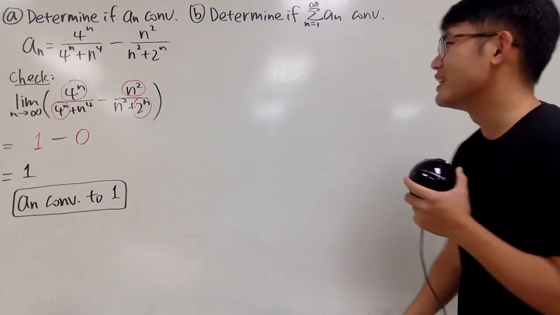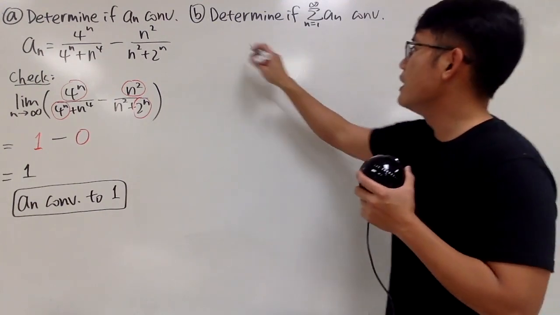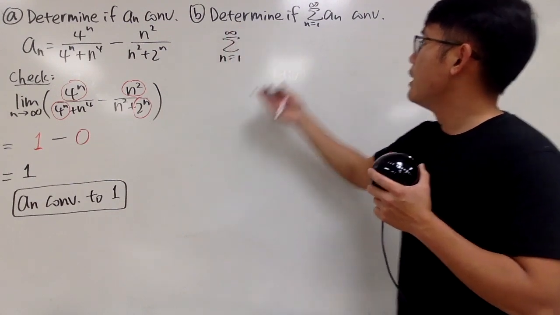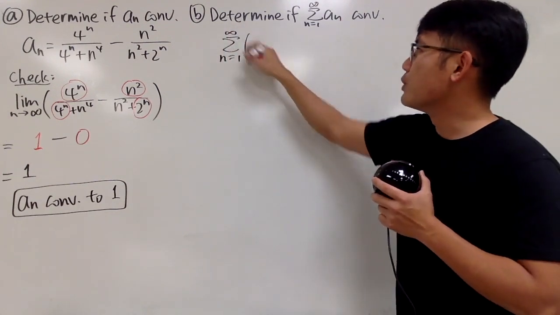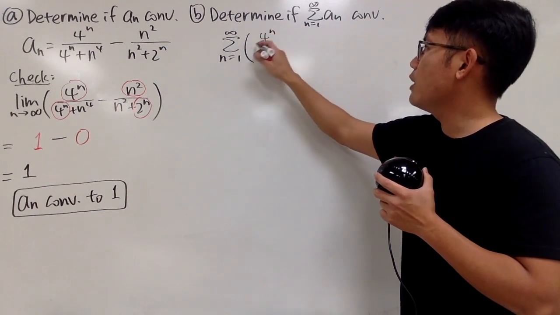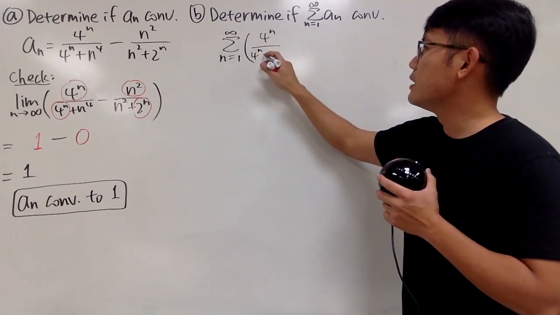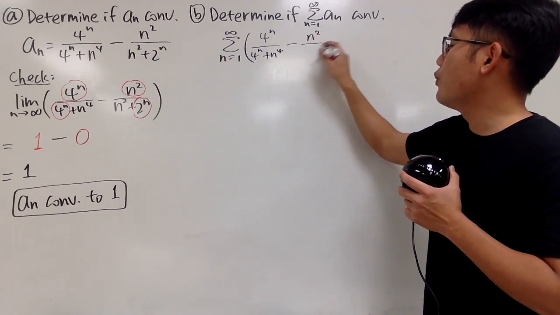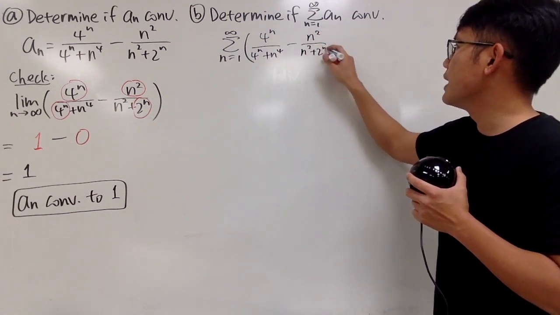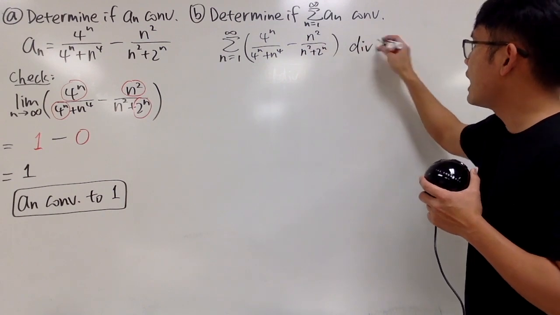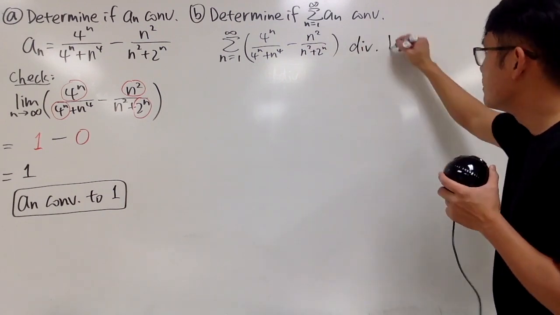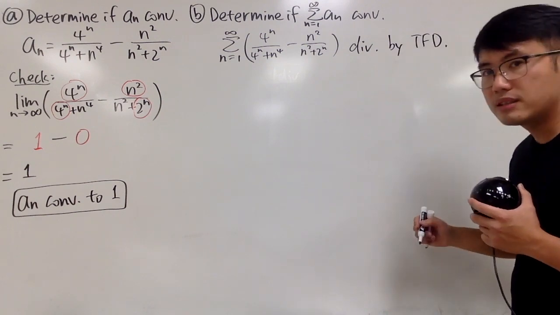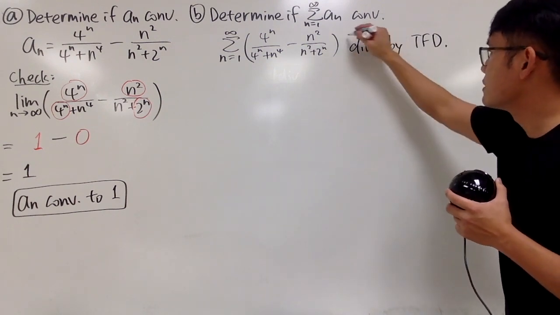Now, when an converges to 1, congratulations, we know this right here is what? Yes, diverges. And now I'll just write this down for you guys nicely. I will just put this down, the sum as n goes from 1 to infinity. And you put down the an right here again, which is 4 to the n over 4 to the n plus n to the 4th, minus n squared over n squared plus 2 to the n. This right here diverges by the test for divergence. That's it, right? Diverges by test for divergence.